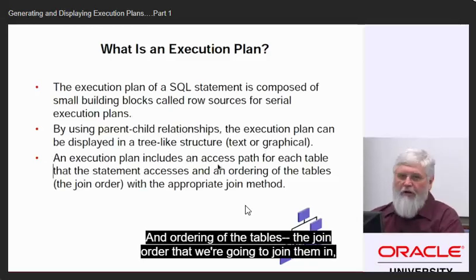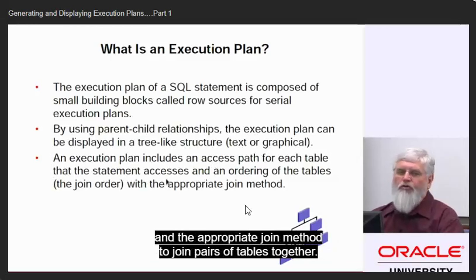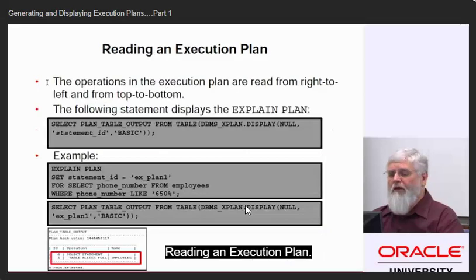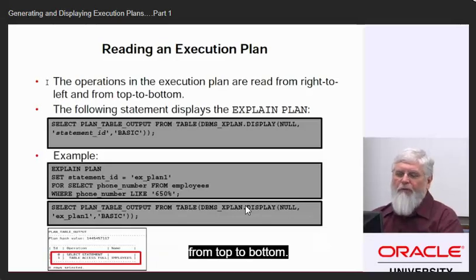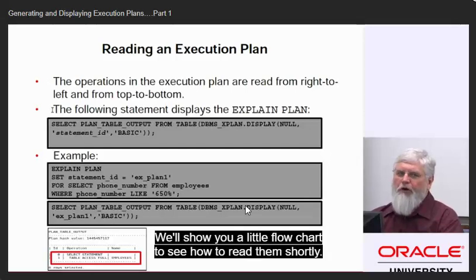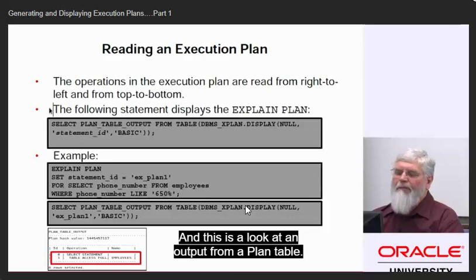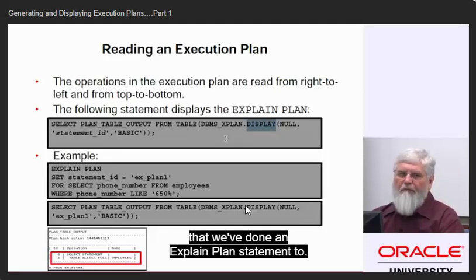Reading an execution plan, the operations in the execution plan are read from right to left, from top to bottom. We'll show you a little flow chart to see how to read them shortly. And this is a look at an output from a plan table. We can collect it from the plan table that we've done an explain plan statement to, and we can call a little package that was introduced in the database called DBMS_XPLAN, back in 9.2.